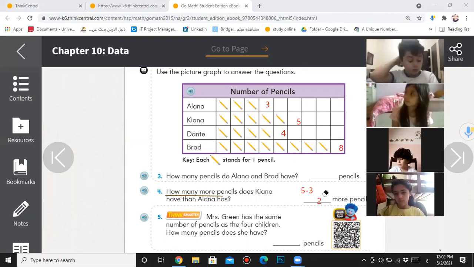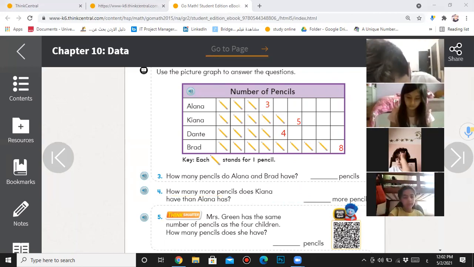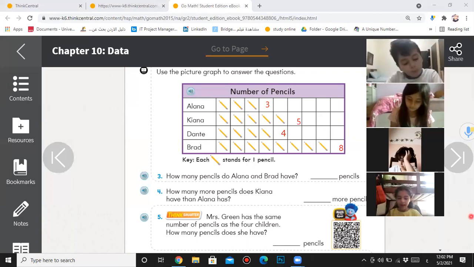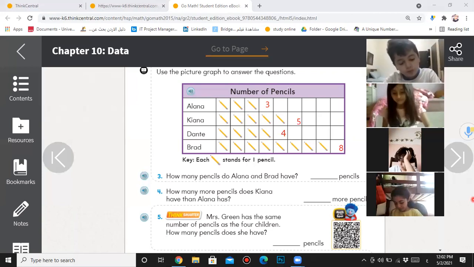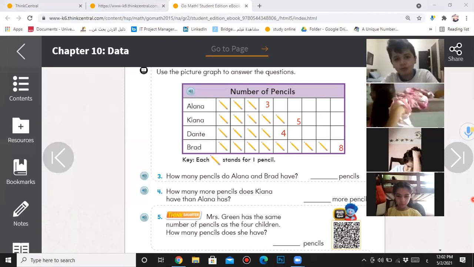For question number 5, again, yalla Farah, sorry Farah, it is your turn. Okay, how many pencils, okay, forget this one. How many pencils do the 4 children have?